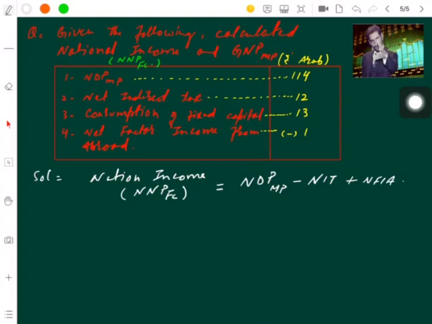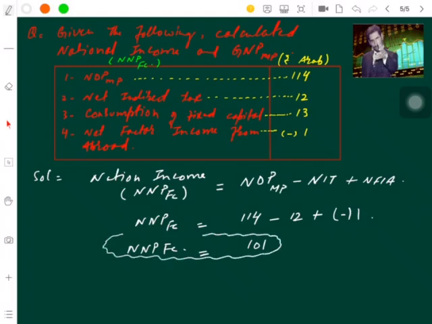NNP at FC will be equal to NDP at MP, which is 114 crore rupees, minus NIT, which is 12, plus NFIA, which is minus 1. So 114 minus 12 plus minus 1 will come equal to 101. What is this 101? Our NNP at FC. The first part of our numerical problem is done.